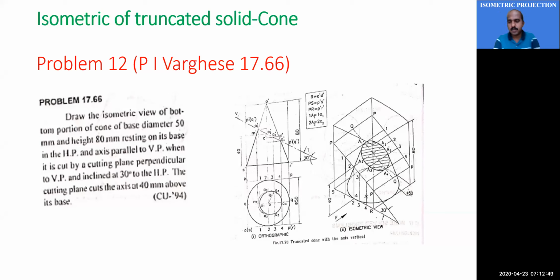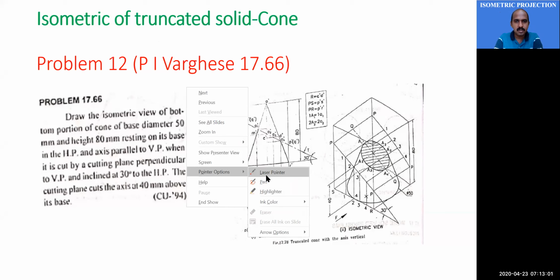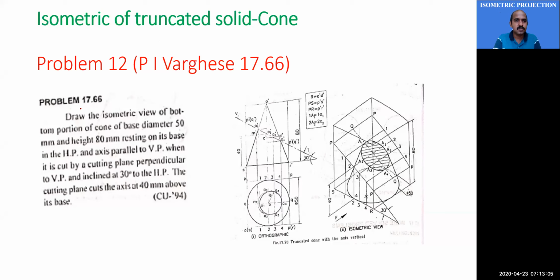Good morning. So the next question is the isometric view of a truncated solid, that is a cone. We are going to draw the isometric view of a truncated or cut solid of a cone. Read the question. Question number 12, 17.6: draw the isometric view.